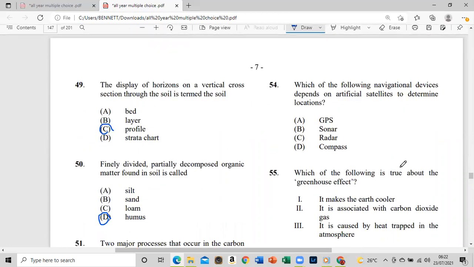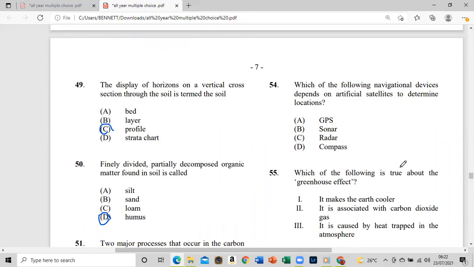54, which of the following navigational devices depends on the artificial satellite to determine location, is it GPS, sonar, radar, or compass? And that is GPS. All right, 55.